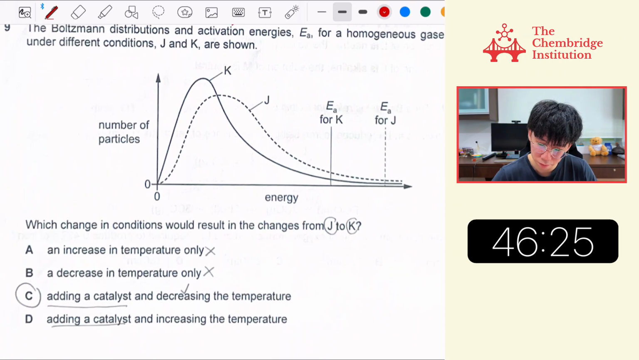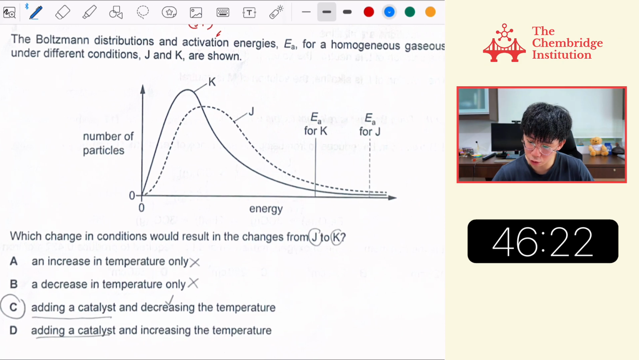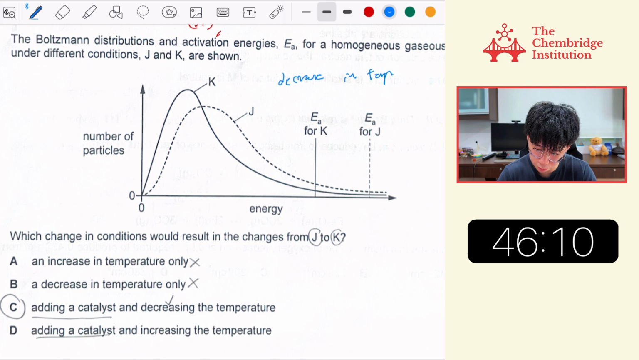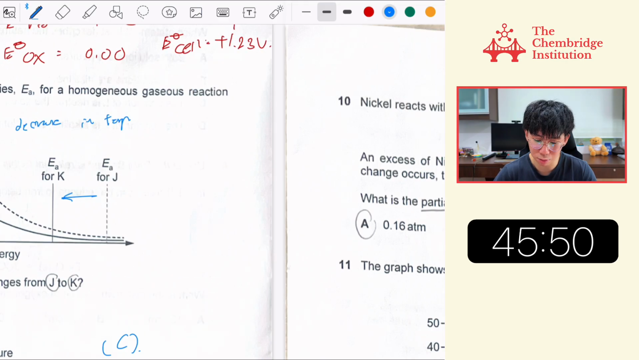The Boltzmann distribution and activation energies for homogeneous gaseous reactions under different conditions J and K are shown. Which change in conditions will result in the change from J to K? This is very typical of a decrease in temperature. I know this definitely from this Boltzmann distribution if you go from here to here. This is a decrease in temperature, but maybe there's something else. So this is definitely wrong. Oh, and they say maybe if you add a catalyst. Oh, okay, yes, for J to K, you're going here, so you're lowering the activation energy. So the answer is C. Okay, next, these are time savers over here.